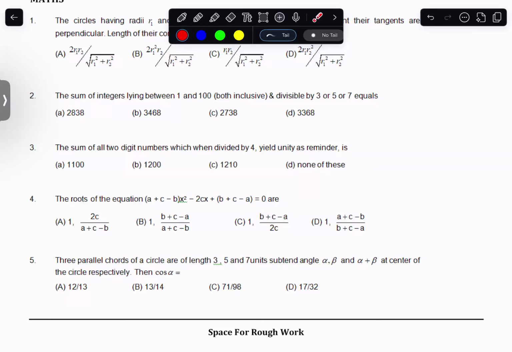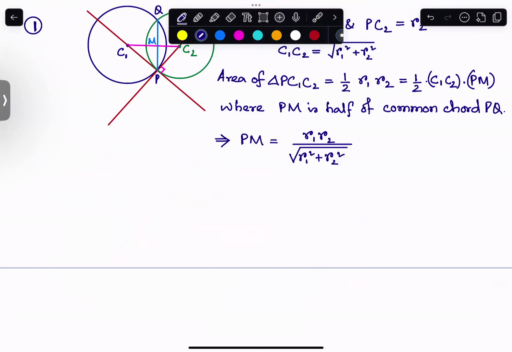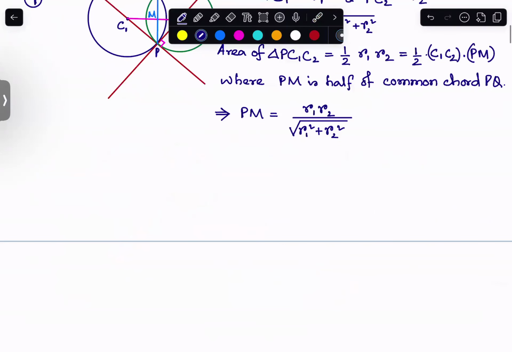Okay. The sum of all two-digit numbers which when divided by 4 yield unity as remainder. Okay. So basically you get 1 as remainder when you divide by 4. Can you tell me the smallest two-digit number satisfying so? 5. 5 is not two-digited. Okay, two-digit is 13. Very good.